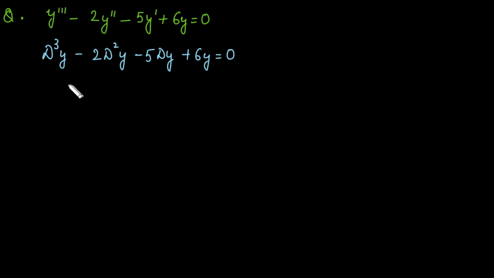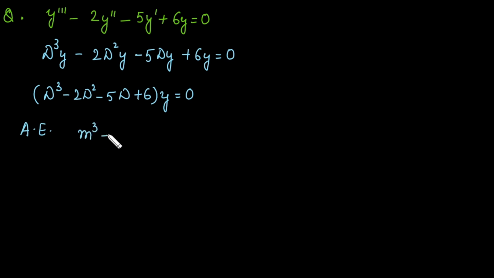So collect the coefficient of y, that is (D³ − 2D² − 5D + 6) y = 0. The auxiliary equation in this case is m³ − 2m² − 5m + 6 = 0. Now this is a cubic equation, so we need to find its solution by hit and trial. We will start from 1 and −1.